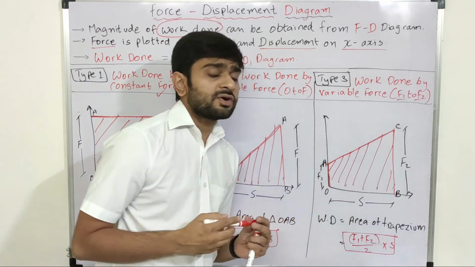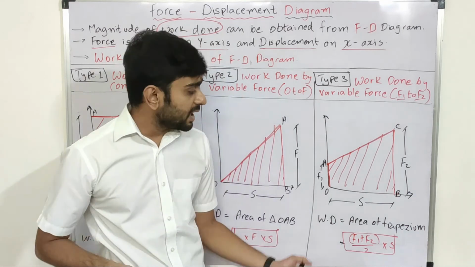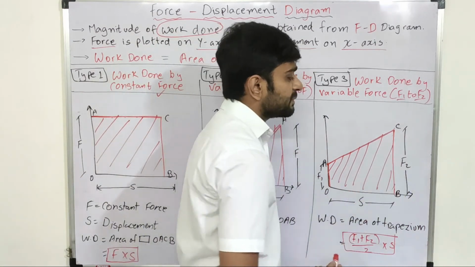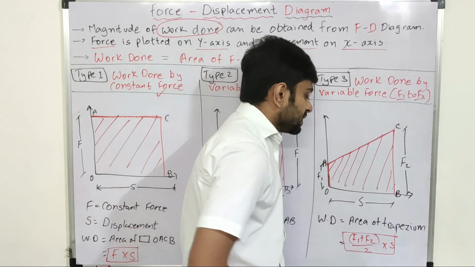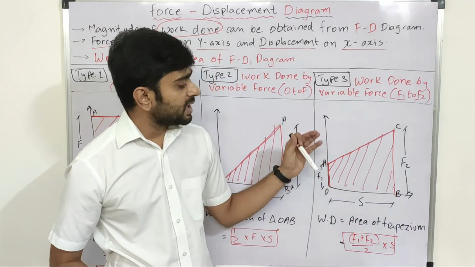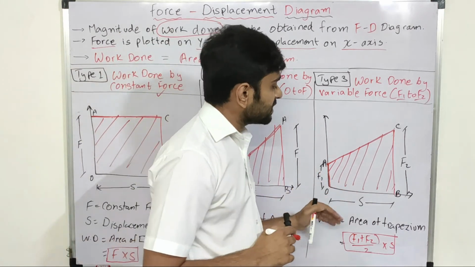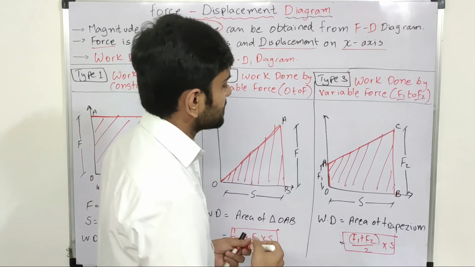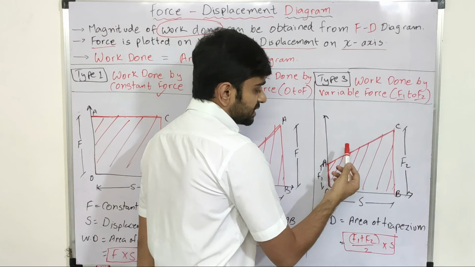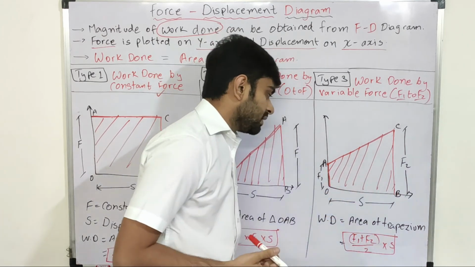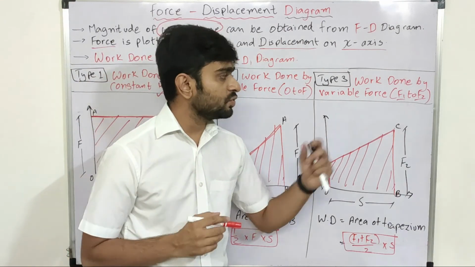if we talk about length, we do not have the same value, we have different values on both sides. So we take the average of both, F1 plus F2 divided by 2, as our length, and into width, that is S. So we converted this formula for the trapezium into a rectangle, but we also have the formula for the trapezium itself, that is the length of one side plus the length of the second side, divided by 2, into its width. So this is our work done by variable force from F1 to F2.